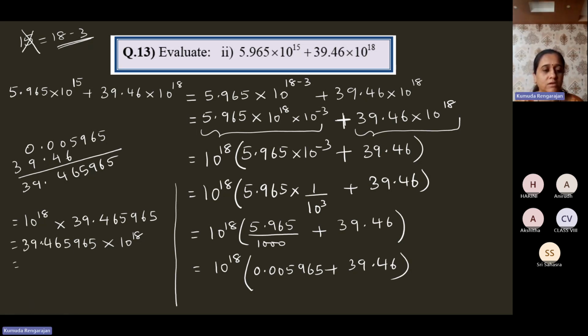So you just have to bring the decimal point here, 3.9, so that it's between 1 and 10. So it will be 3.9465965 into, you've shifted the decimal point to the left. It was actually 39 point something, and you've made it 3 point. So you have reduced the value of the number. So raise 10 to a positive power. One place.